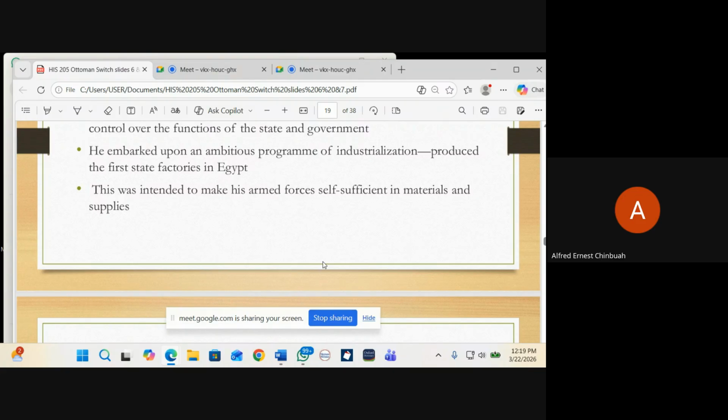Sir, please, my name is Alfred. Sir, with the question that you gave that explained the French invasion of Egypt, what we have here is in point form. So are we to state the point, or do you state the point and explain it?